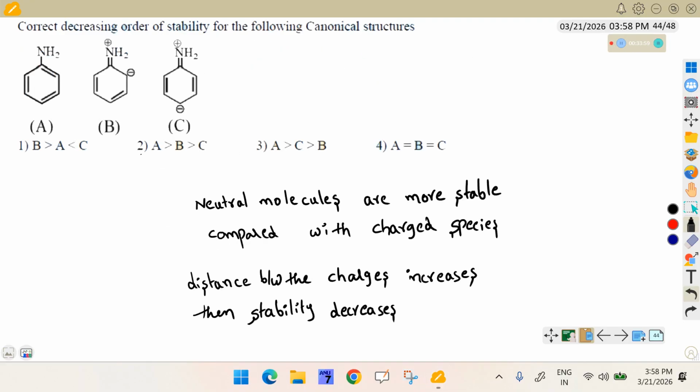Correct decreasing order of stability of the following canonical structures. We know that neutral molecules are more stable compared with charged species. As the distance between the charges increases, stability decreases. So based on that, A greater than B greater than C.